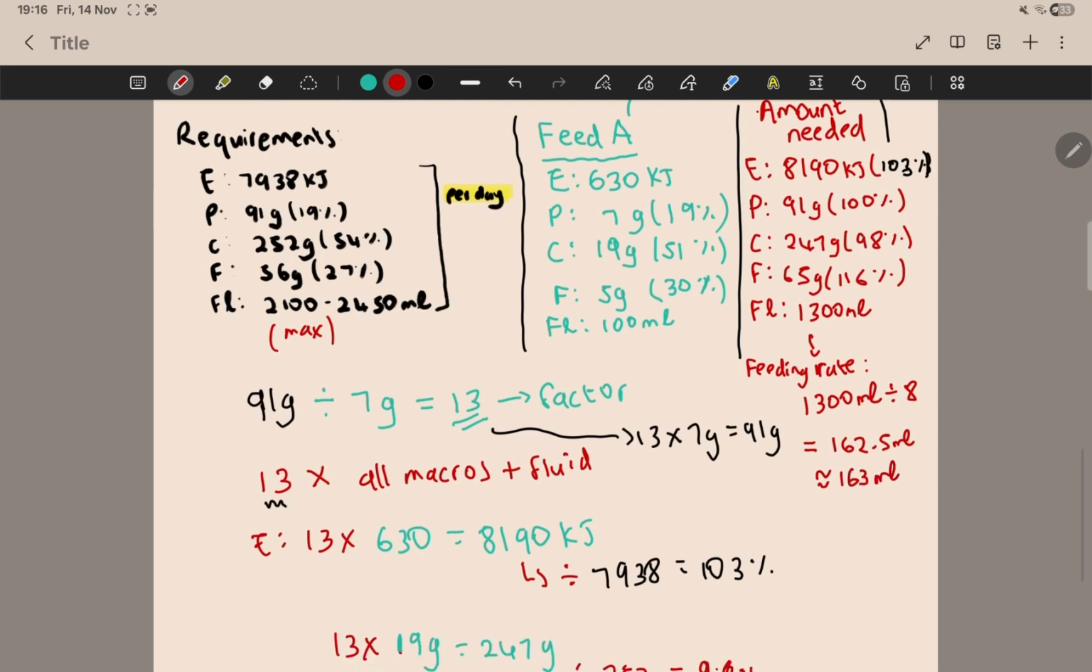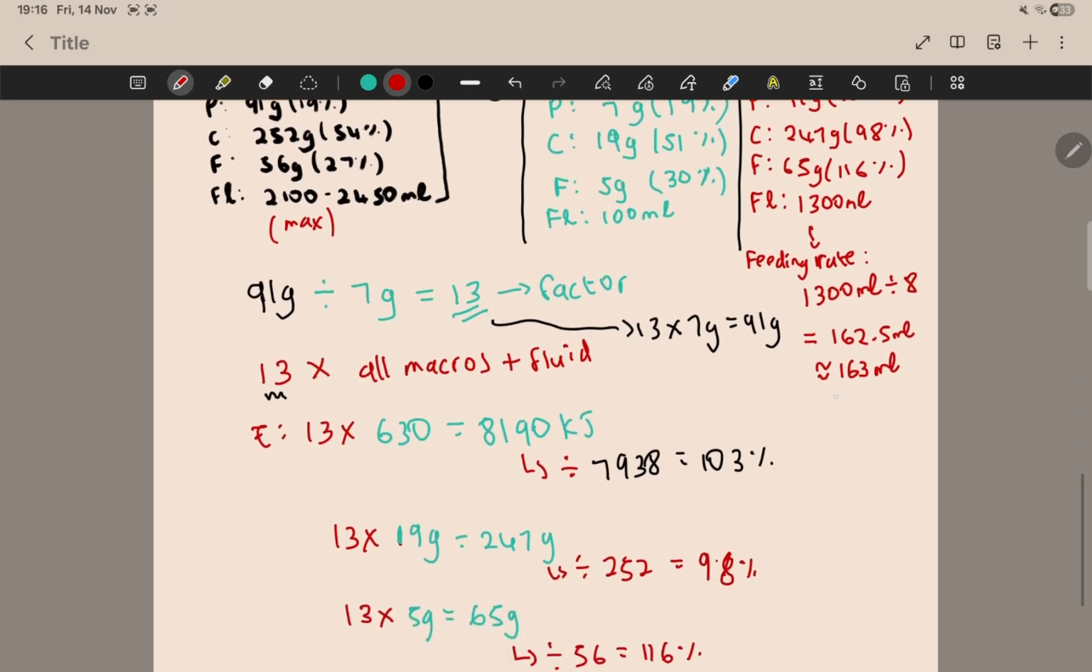I always like to round up to 163 mL. Okay, so this is ideal if you have a kangaroo pump or an enteral feeding pump where you can use the settings accordingly and set your volume of feed at this rate. If you are in a resource limited setting where there are no feeding pumps and nursing staff have to do it manually, you can round it off to 165 just for ease of feeding, okay.